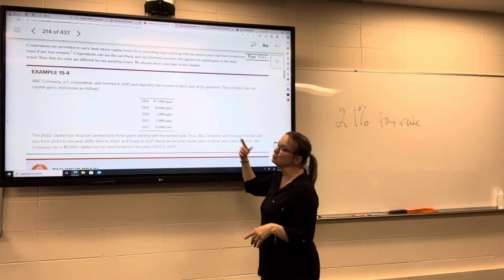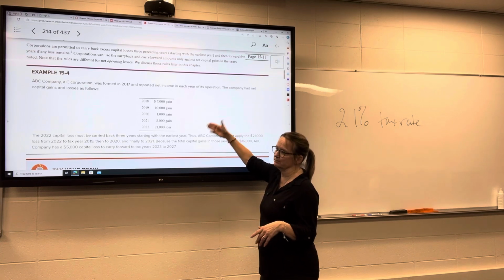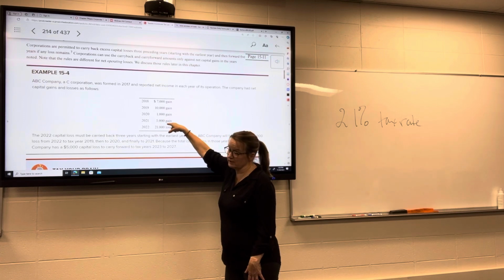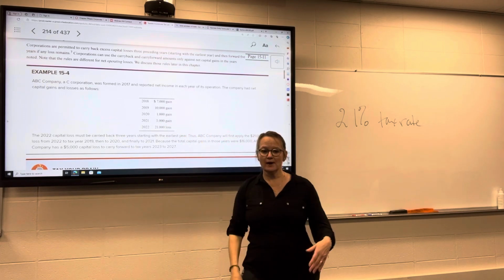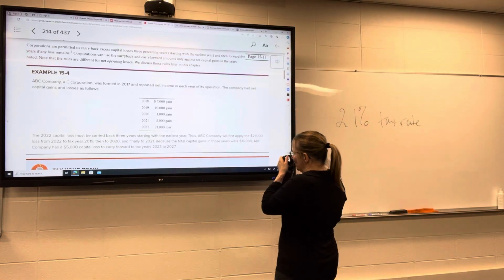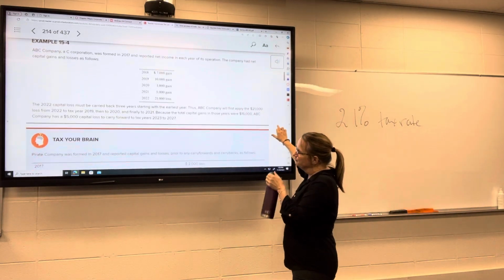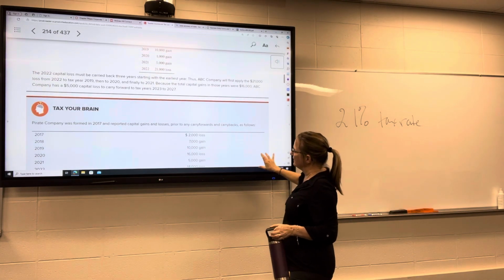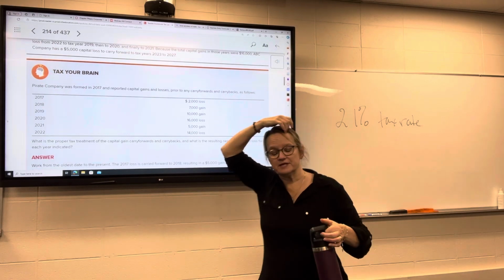But you don't skip. If you make an election to go back, you've got to go to the next. If there was no gain in a year though, you just go to the next year. And then that remaining 5,000 they would carry forward.